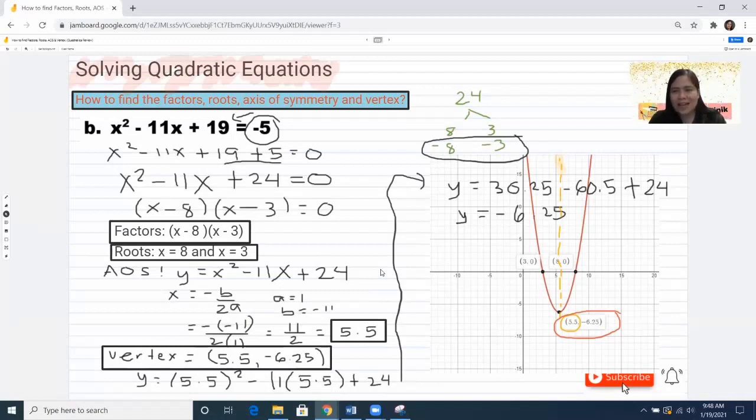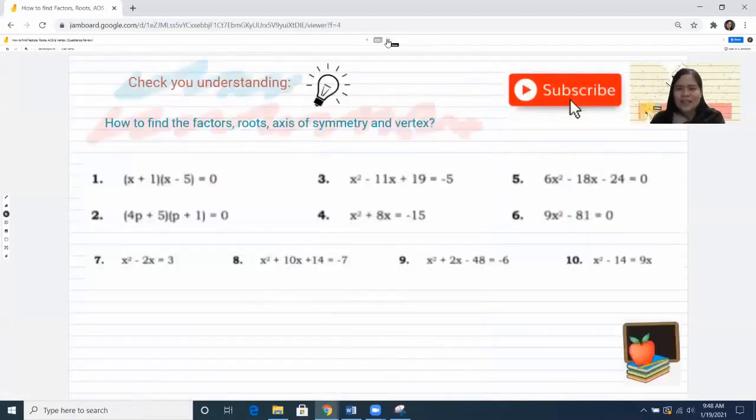Hope you've learned a lot, but take note first, as I believe there's no retention in learning without application. So please practice what you have learned. You may use the Desmos graphing calculator or the long method manually to find the factors, roots, axis of symmetry, and the vertex. So that's it.